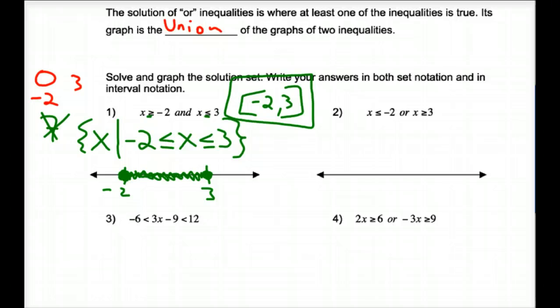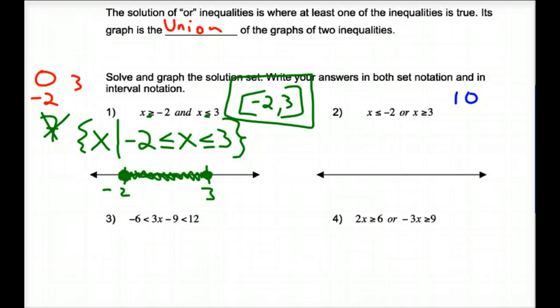X is 10. Could x be 10 here, guys? Yes or no? Why not? It could be 3. It can be greater than 3, so yes, it can. It means greater than or equal to 10. Wait, the only numbers are negative 2 and 3? No, not at all. It could be 10. Guys, the word or means, as long as one of the things is true, it's all true.